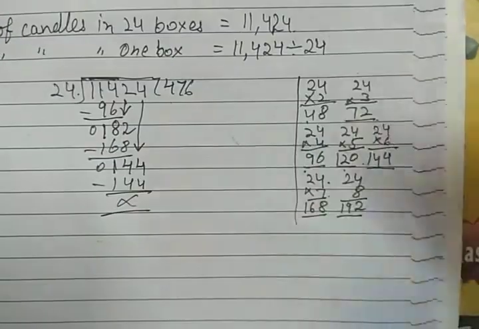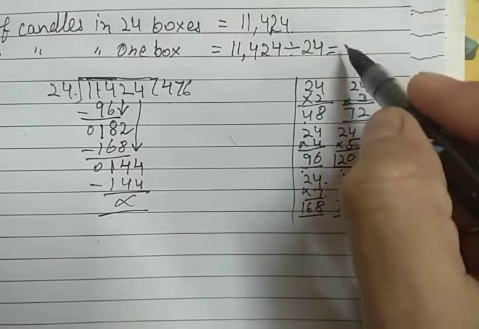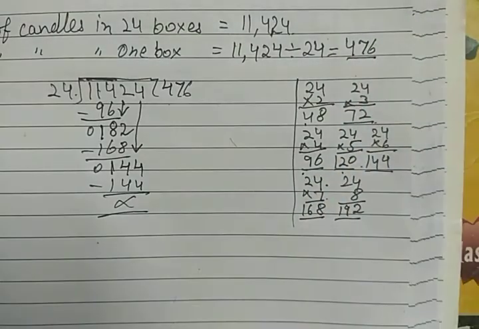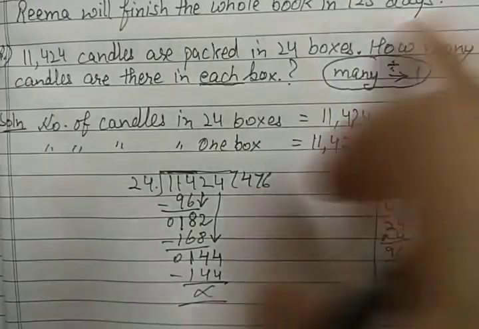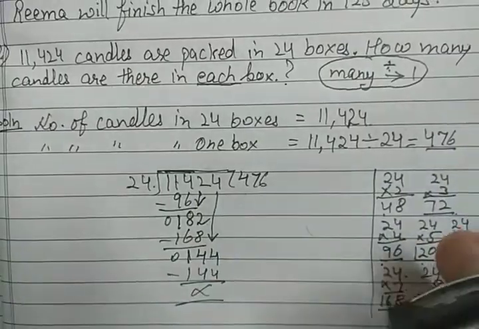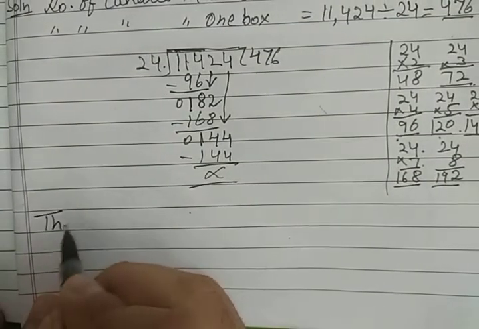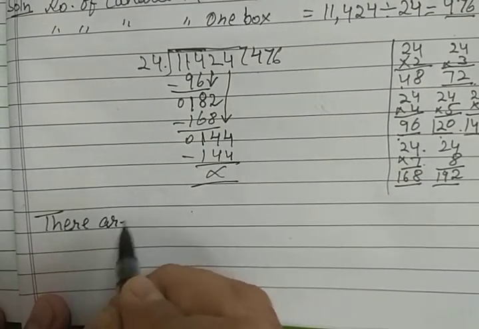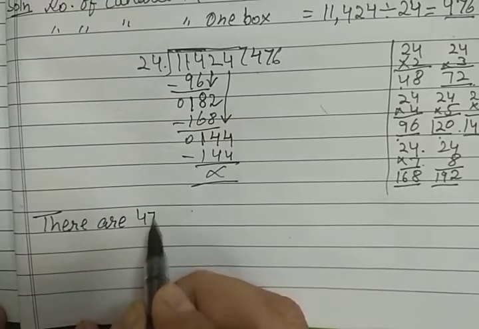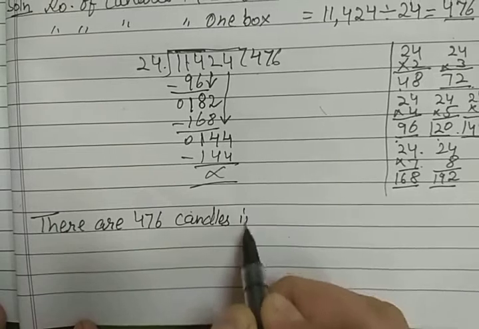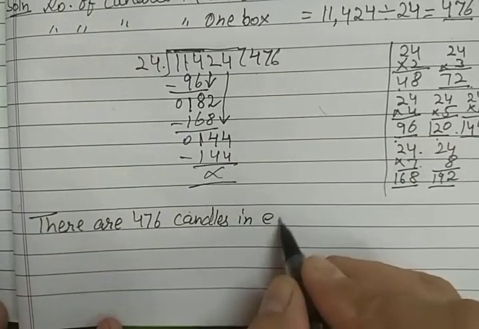So there are 476 candles in one box. The question is how many candles are there in each box, so we will write the answer: there are 476 candles in each box.